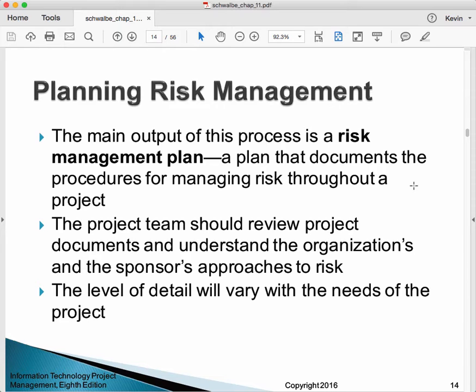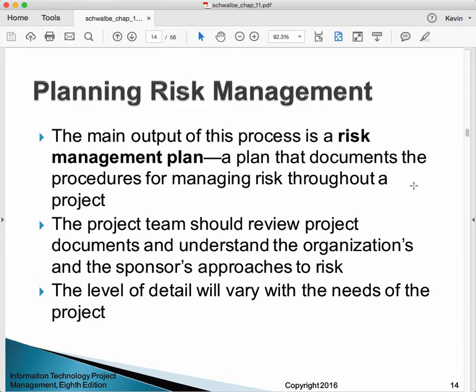Now, I think a really good way to think about your project plan is that it's a composite document that has some section, however big or small, that corresponds to each of the knowledge areas. So when we say that there's a risk management plan, we're saying that this is the risk management part of the overall project plan. Okay?